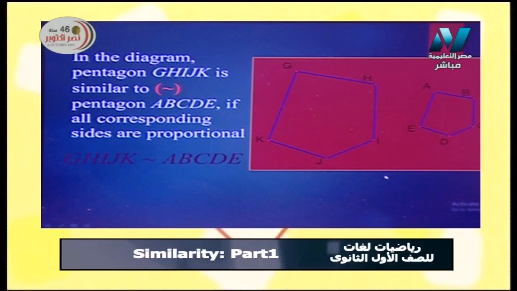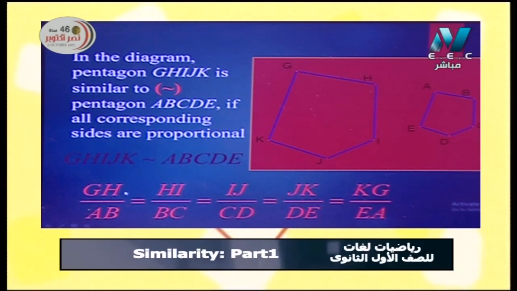Okay, let's go to the second one. In this figure, we can see that ABCDE is a pentagon, which means it has 5 sides. And the second one, GHIJK, is similar to it. So all corresponding sides are proportional. We can arrange them by their names: GH over AB equals HI over BC equals IJ over CD equals and the last one, GK over AE.